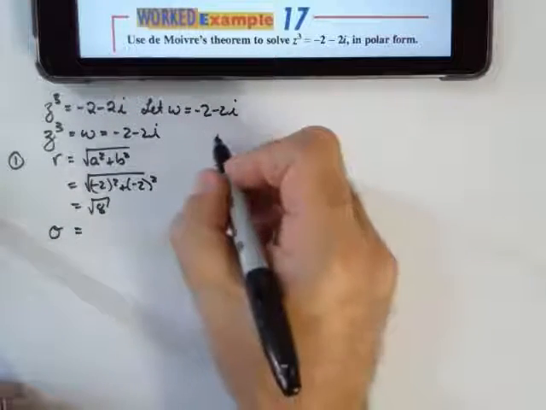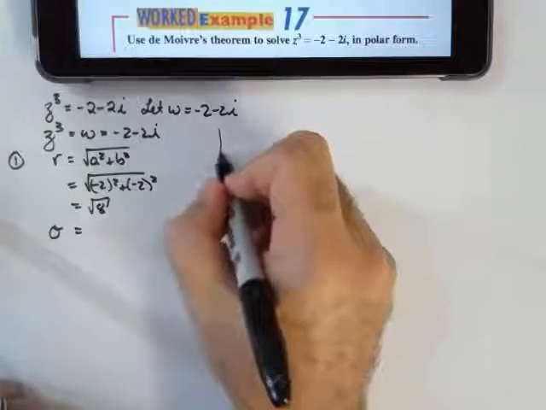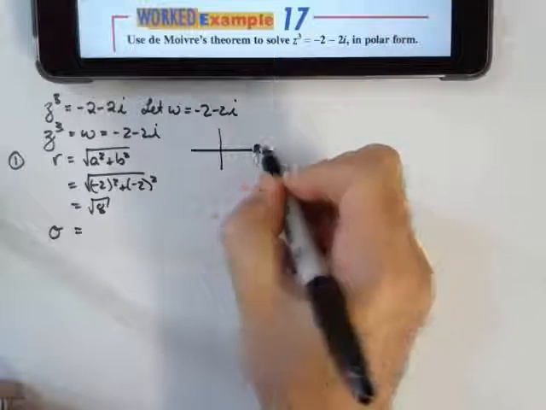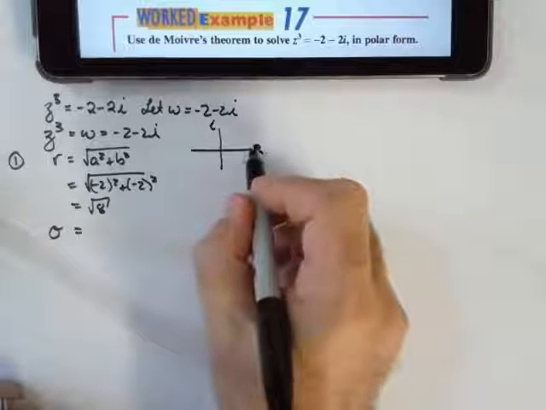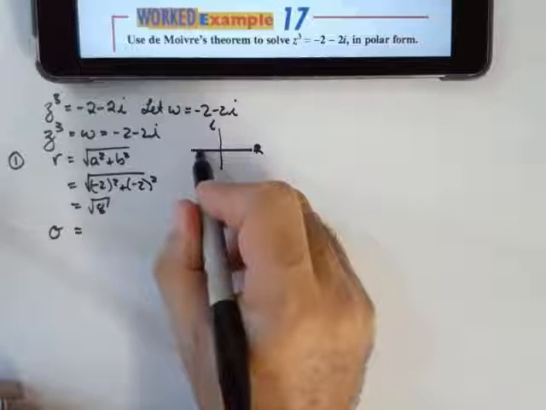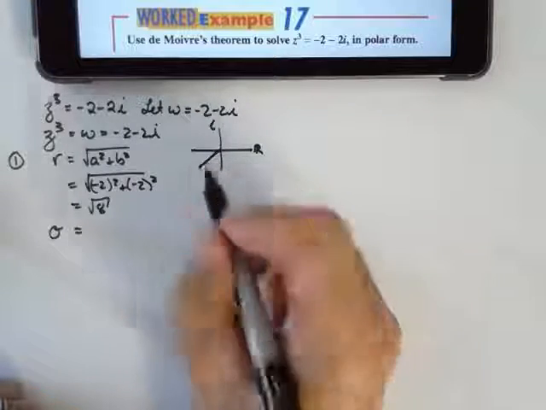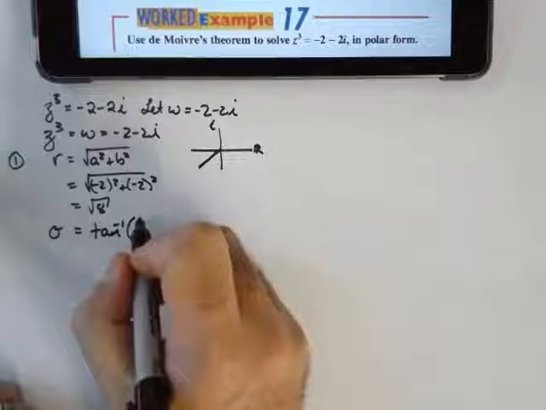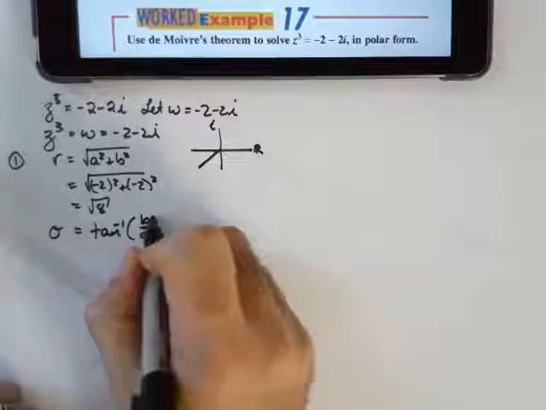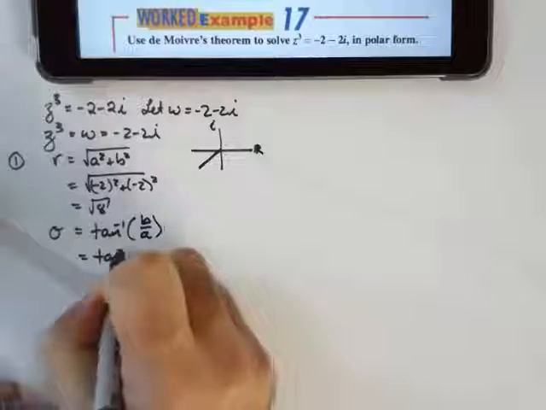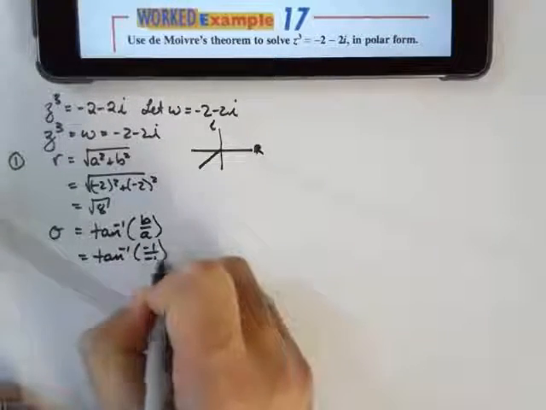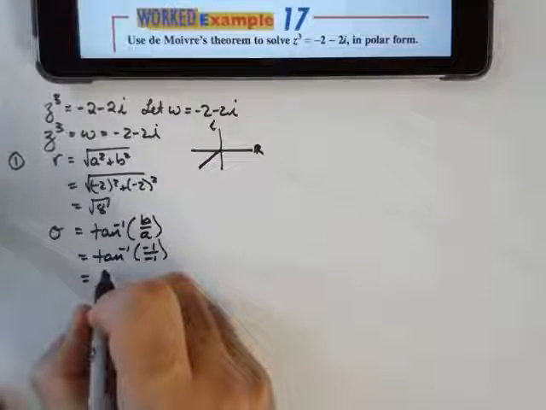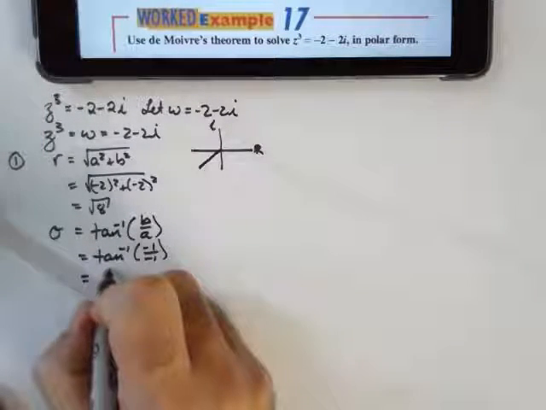To find theta, just a quick reminder that minus 2 minus 2i will lie there. This is my real value, this is my imaginary numbers, so real number is negative 2 and imaginary number is negative 2. So this is where I am. So theta will be the inverse tan or arctan of b over a. That will be the arctan of negative 1 over negative 1. That gives me an answer of 45 degrees, which is pi over 4.